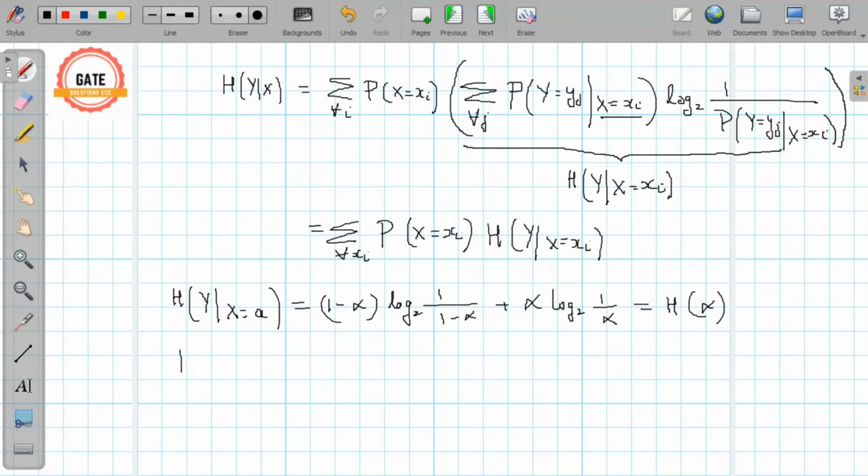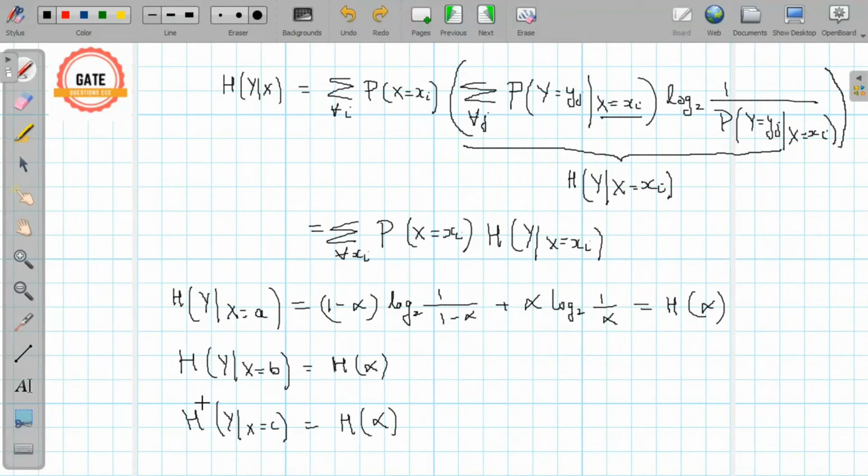Similarly, you can calculate the entropy of Y given X is equal to b, and the entropy of Y given X is equal to c. Since the elements of all the rows are the same as the elements of the first row, we will get the same result for each case. So this will be equal to H of alpha, and this will also be equal to H of alpha.